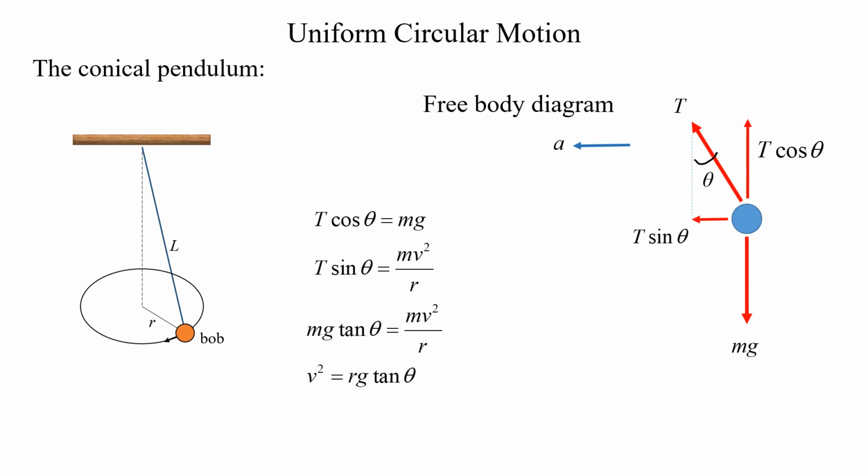So for the string to become horizontal, that means theta must go to 90 degrees. But tangent of 90 degrees is infinite, which means we will have an infinite velocity. If we have an infinite velocity, then we will also have an infinite tension in the cord. So you can see from the equations here that it is not possible to swing the ball fast enough so that the string becomes horizontal. We must always have a vertical component of the tension in the string to support the weight mg.